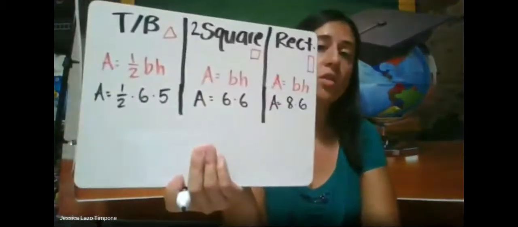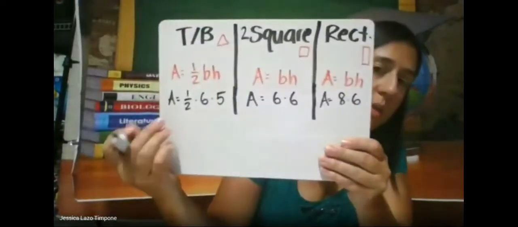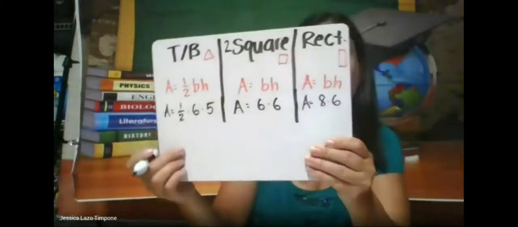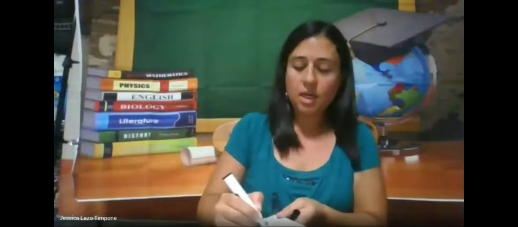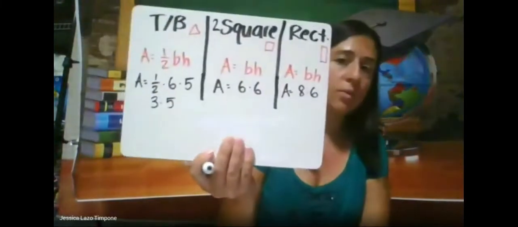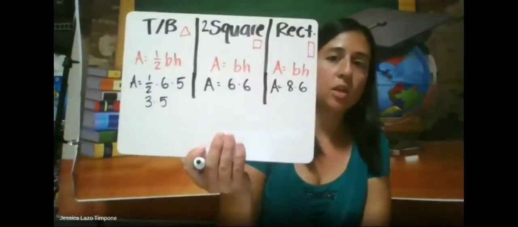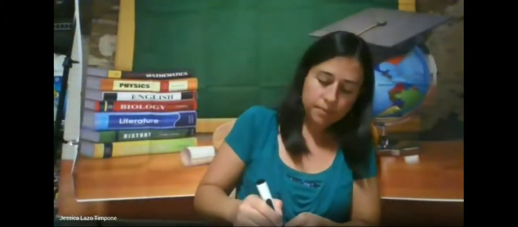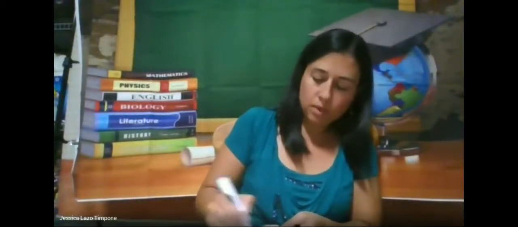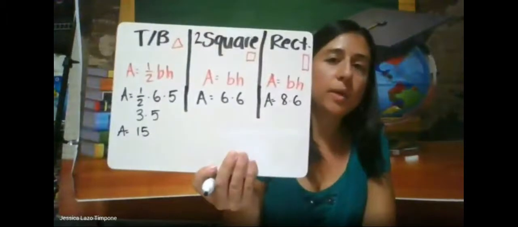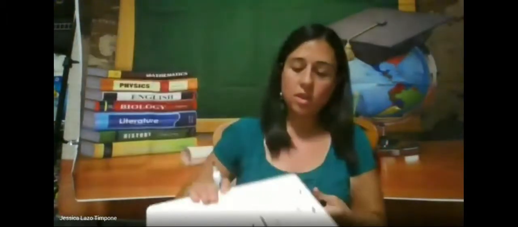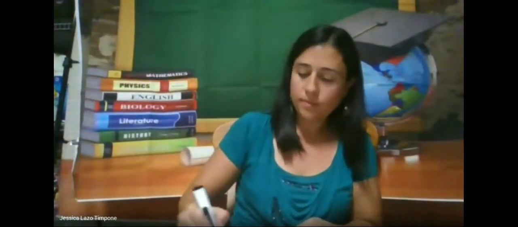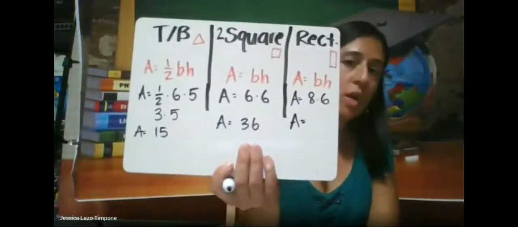So let's solve these. So for the triangle, the easiest way for me is just to do half of 6 first. So half of 6 is 3. I'm going to do 3 times 5, and that will give me my area of my triangle, which is 15. And then for my squares, I'm going to do 6 times 6, so that's 36. And for my rectangle, I'm going to do 8 times 6, which is 48.